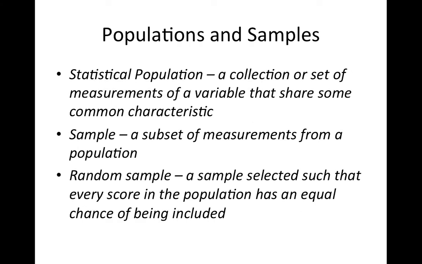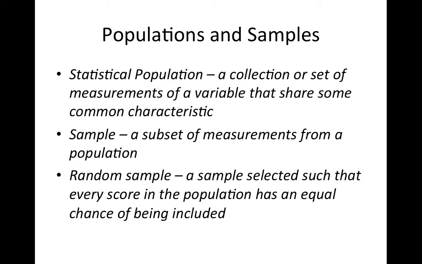So, when we're taking many measurements, another terminology distinction that we need to make is between populations and samples. When we take a group of measurements, a set of data, we're going to refer to it as either a population or a sample. A population is a collection or set of measurements of a variable that shares some common characteristic. I like to think of this as all of the scores. It's everything, all of the scores that we can possibly take. A sample is a subset of measurements from a population. And a special type of sample is called a random sample.